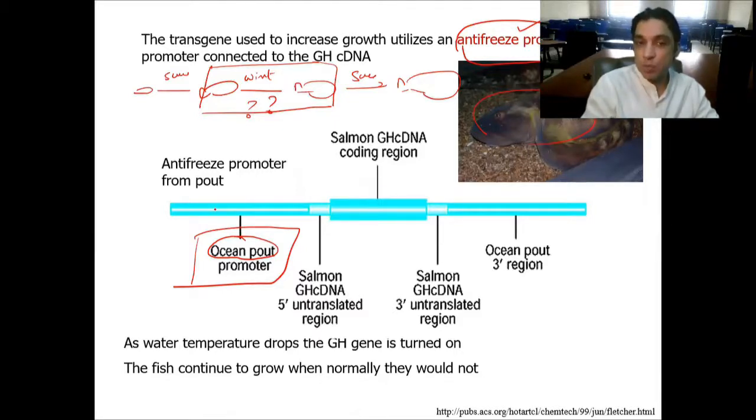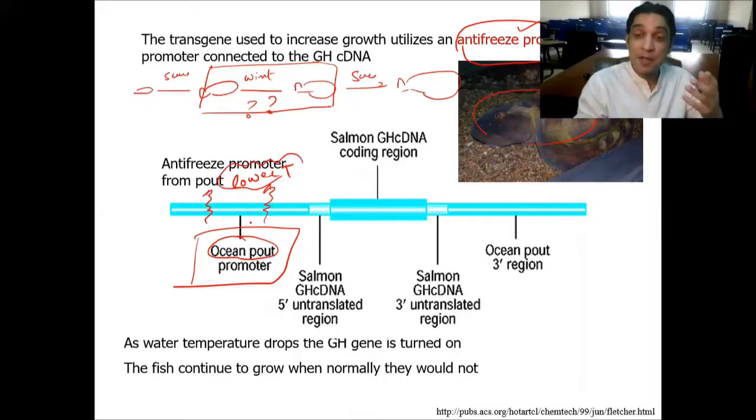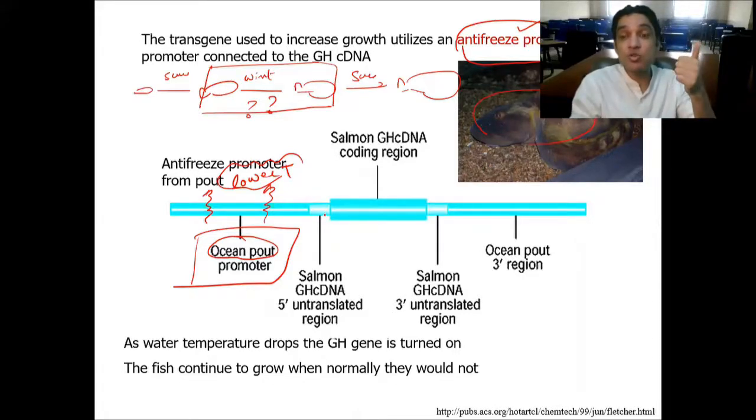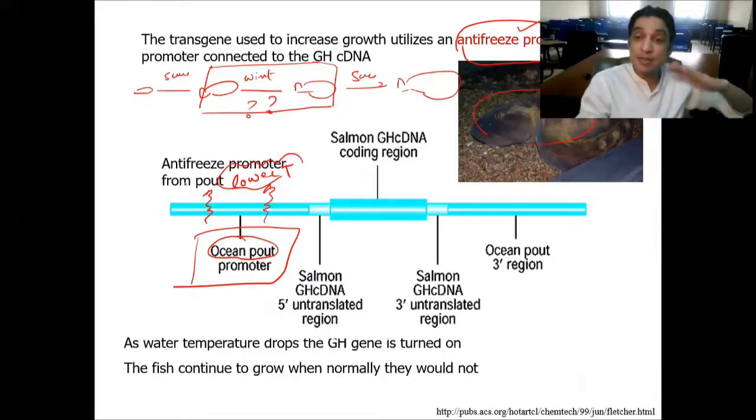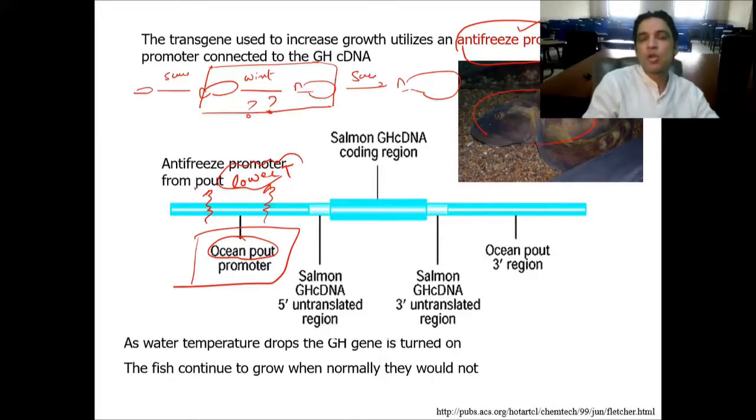What is the special thing in that promoter region? That this promoter gets activated when the temperature is very low. So at a lower temperature, that ocean pout promoter gets activated. It's the same thing which I shared in an earlier slide in the case of the glowing fish. There it was an estrogen inducible promoter, and here it is a temperature inducible promoter, but when the temperature becomes low. So it is not the antifreeze protein, remember, it is the promoter of the antifreeze protein.